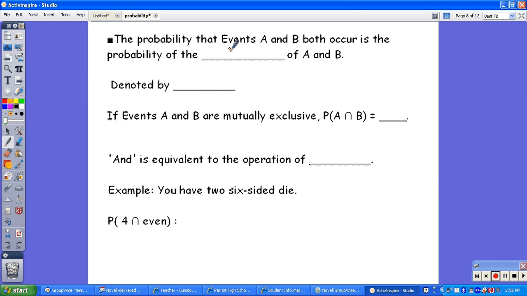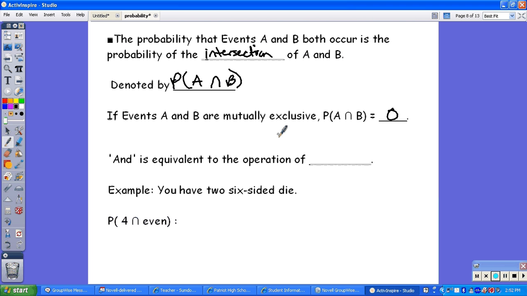And so the probability that events A and B both occur is the probability of the intersection, is the word we're looking for here, of A and B. And the way we denote that is we do P times A intersect B. Okay, and some people, this is set theory, so if you've seen that before. Now, if you have events A and B are mutually exclusive, then what's the probability, or what do they have in common? Probability is 0 because they have nothing in common. And on the previous slide, I talked about that if they're mutually exclusive, they have no outcomes in common.